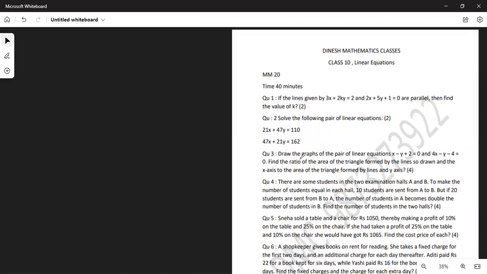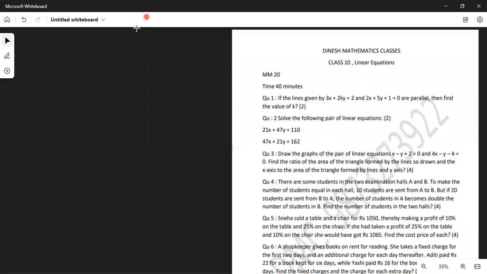Next question is about the graph. Draw the graph of the pair of linear equations x minus y equal to this, 4x minus y equal to this, and find the ratio of the area of the triangle formed by the lines so drawn and x-axis and the area of the triangle between the lines and y-axis.